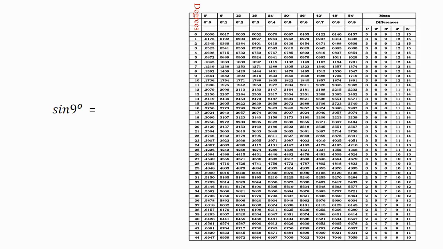Our next example, sine 9 degree. As you can see, student, there is no minute present after 9 degree. So in this case, you have to observe 9 degree under 0 minute. So the value is 0.1564.